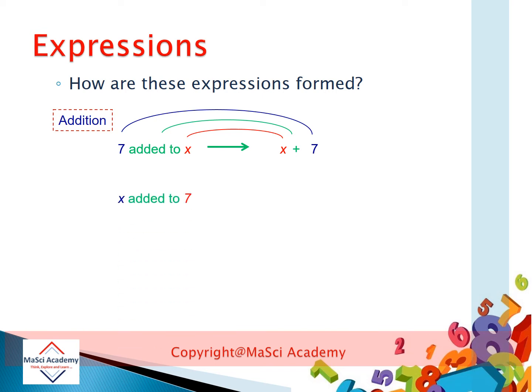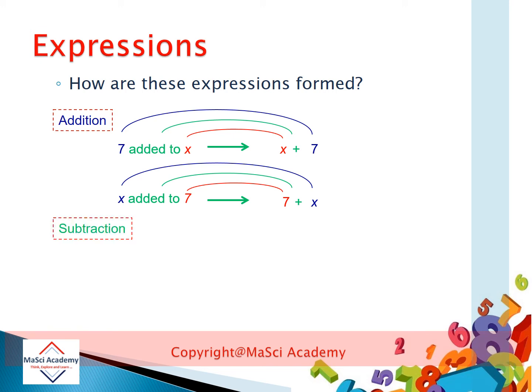Let's take another example. X added to 7. Again, using the rainbow technique, the expression becomes 7 plus x. Now you must be wondering, how does it matter whether we write x plus 7 or 7 plus x? Yes, you are right, as addition follows commutative property. But we need to be very careful with subtraction. As we'll see further, this ordering does matter for subtraction and might lead to errors.